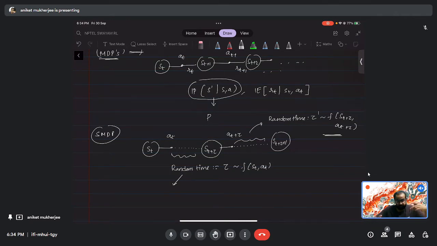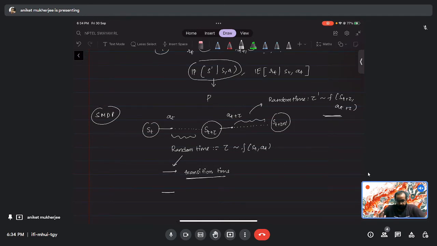This would be interpreted in two ways in the real world. One could be transition time. What does transition time mean? You are in state S_t, you have taken the action A. Now for the next transition to happen, the whole environment takes some amount of time. So it takes tau amount of time. It doesn't happen instantaneously in the next moment. It takes some amount of time to happen. So this is interpreted as a transition time model.